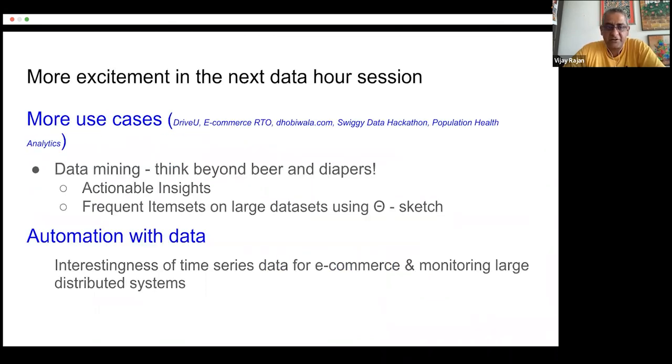And then the next DataHour session by me, I would go through another bunch of use cases: Dhobiwala.com, e-commerce RTO, DriveU. I was the oldest participant in Swiggy's data hackathon. And then my recent foray with population healthcare analytics. I will be focusing on data mining and strongly recommend that you throw away your beer and diapers example because it's way more powerful. I'll be talking about actionable insights, frequent item sets on large data sets using Theta Sketch, and then automation with data on a small little use case.